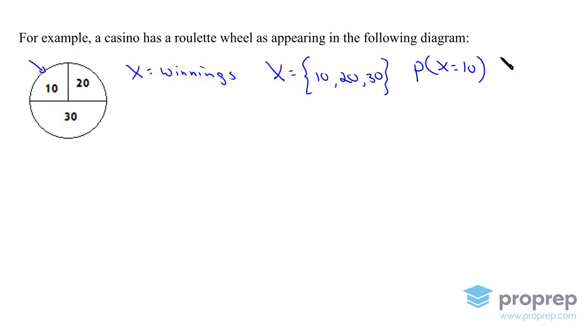Well, that's 0.25. That's 25%. And how do I know that? Because the area, okay, that's defined by 10, that's a quarter of the wheel. So that's 25%.